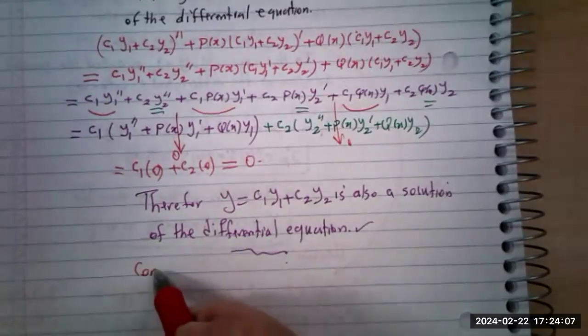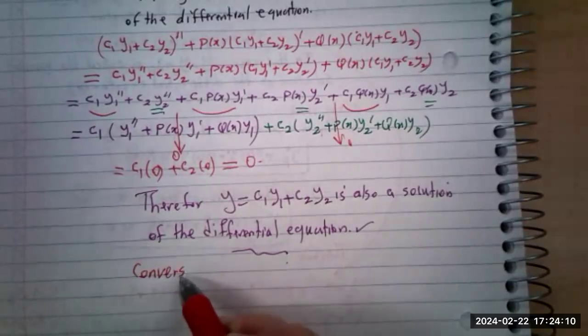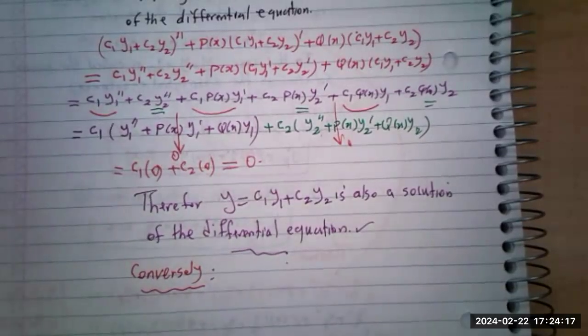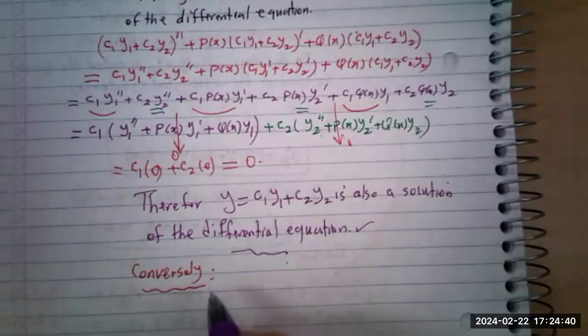Say conversely. So the direct one was: if somebody gives you Y1 and Y2, y equal to C1 Y1 plus C2 Y2 is a solution. Conversely means if somebody gives you y, can you find C1 and C2 so that y would be C1 Y1 plus C2 Y2? This means you are not going to have any other type of solution.